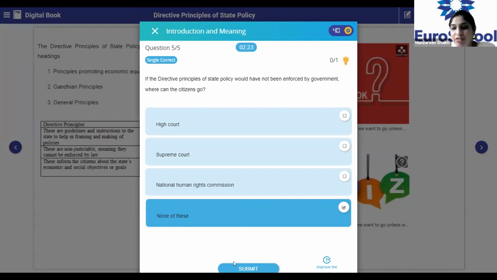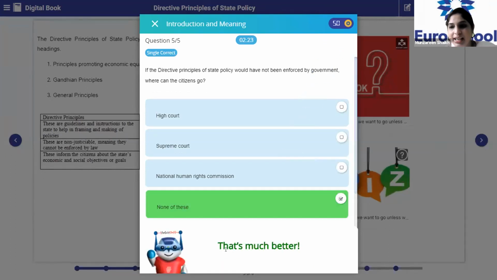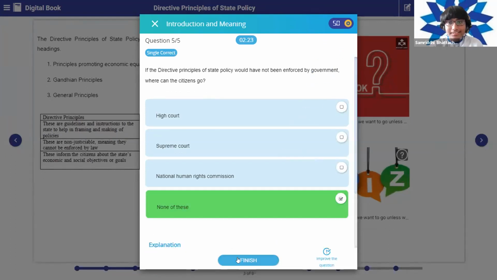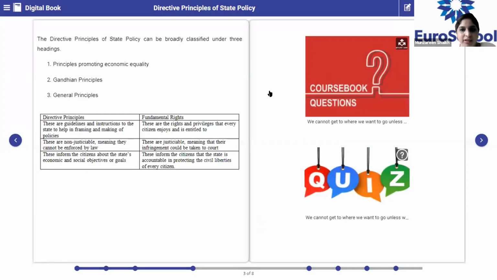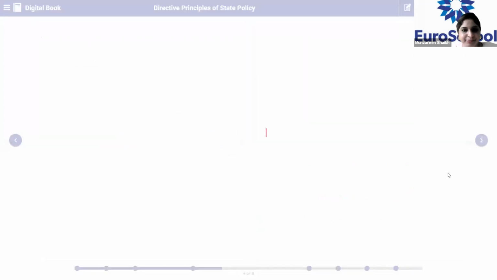Okay, got it? Have you all understood? All the other students who were telling me High Court and Supreme Court? Yes, ma'am. All right. Let's go on to the next content.